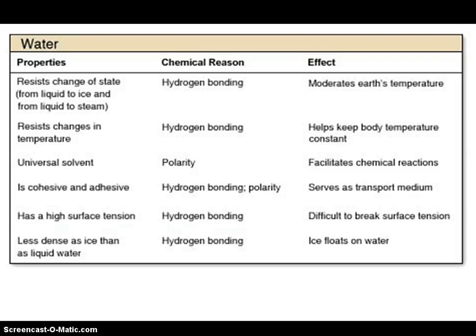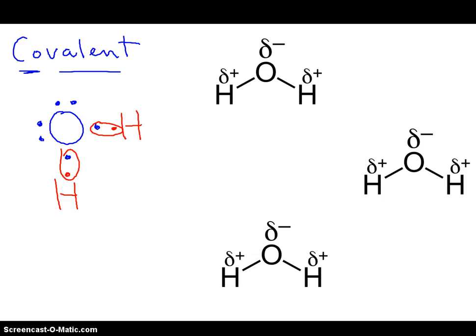And here is just a quick table. You can look at it, and it goes over the properties of water that we just said. The first two are combined: they resist changes in state and temperature. Here it acts as a universal solvent, is cohesive and adhesive, has a high surface tension, which plays right into cohesion and adhesion, and it's less dense as ice than liquid. You can pause it if you want to get that table down, but it's just another way to look at the properties we're going to be talking about.